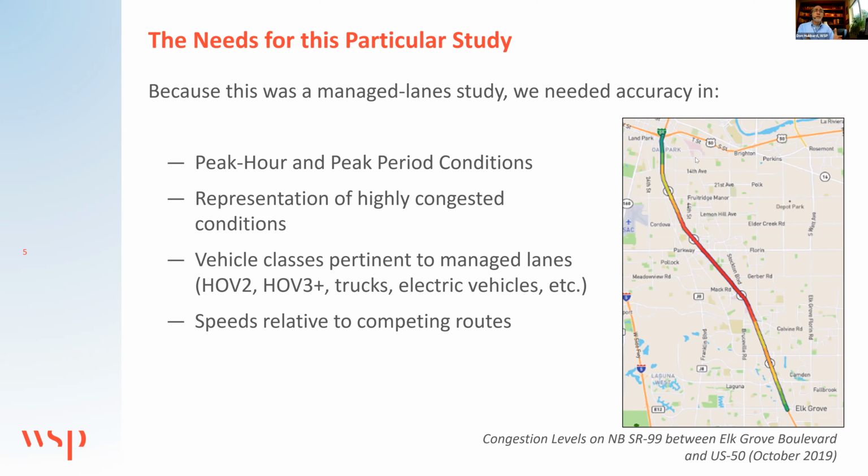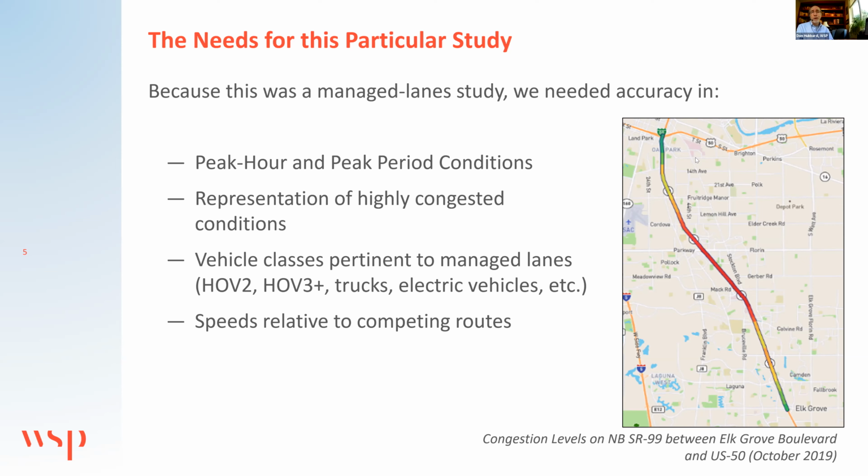Again, because this is managed lanes, vehicle classes turn out to be very important. So you have HOV2s that are allowed to use the facility for free, HOV3s also. If there was a change in the occupancy requirement and HOV3 was required, obviously you need a model that represents that properly. Trucks are not allowed to use the lanes, so you have to make sure that the trucks are treated properly. Electric vehicles might be given toll exemptions and things like that. It just turns out that vehicle classes are much more important for this particular study than they might be in a lot of other studies.